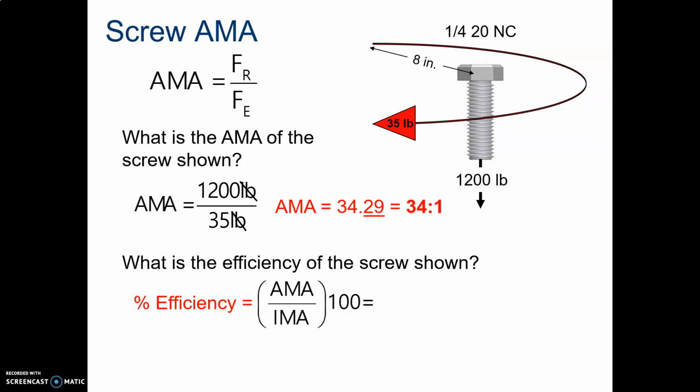Remember, it's actual divided by ideal times 100. So it's 34.29 divided by 1005.3, and then times 100. When you do the math, this is only 3.4% efficient. But remember, we talked about how there's so much efficiency lost to friction, because that screw is fighting back as it gets turned into that wood.